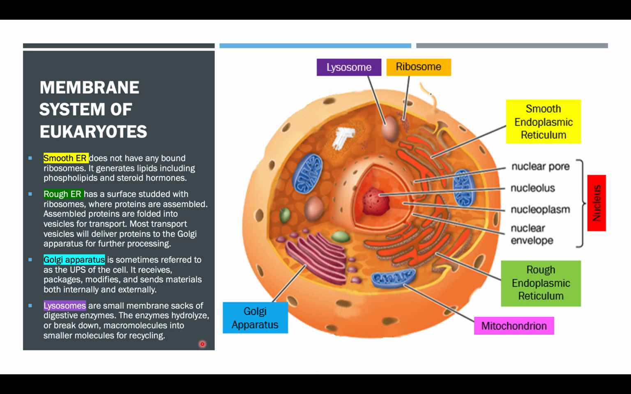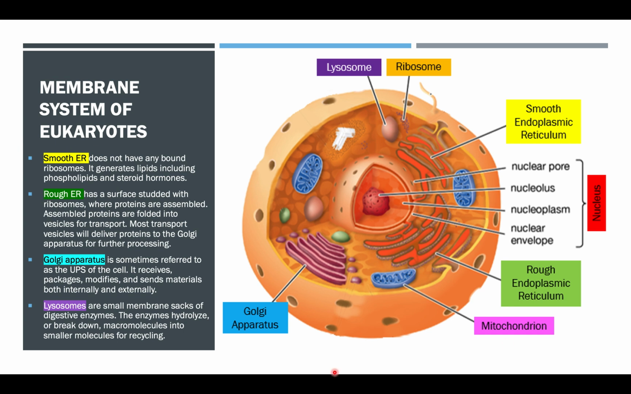So lysosomes, up here in purple, are small membrane sacs of digestive enzymes. The enzymes hydrolyze or break down macromolecules into smaller molecules for recycling. So if you're thinking of the Golgi apparatus as UPS, you can think of the lysosome as the recycling center. Anything that is considered waste within a cell, the lysosome will recycle so that it can be properly used, because cells are very efficient.